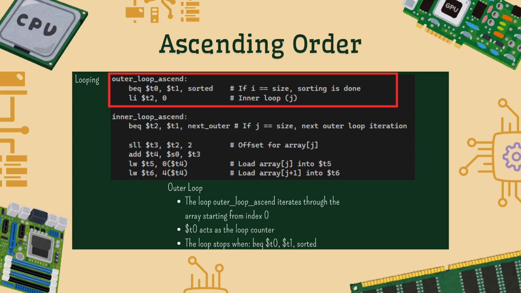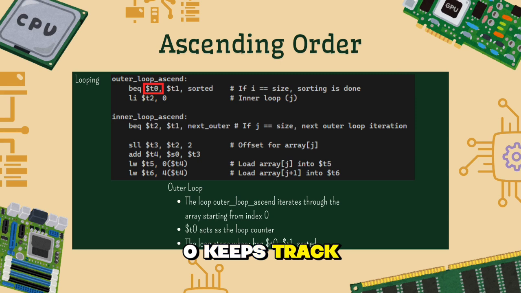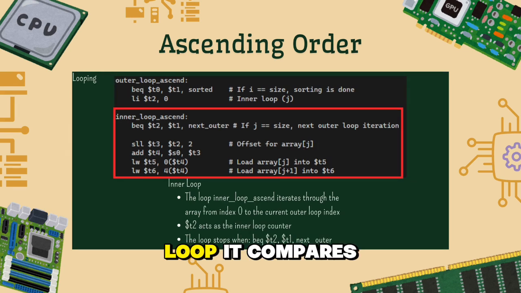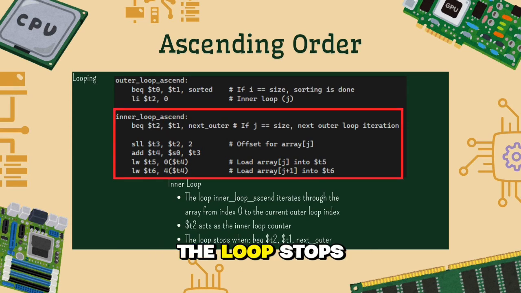For the outer loop, this loop goes through the entire array starting from index 0. Register T0 keeps track of the number of iterations. The loop stops when register T0 equals the array size register T1, which means the sorting is done. For the inner loop, it compares adjacent elements, array J and array J plus 1. The inner loop counter register T2 controls the index of the current element. The loop stops when register T2 equals register T1.